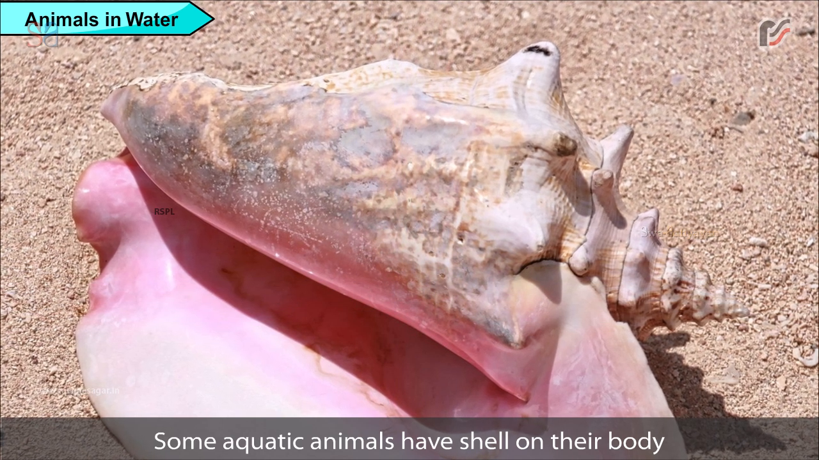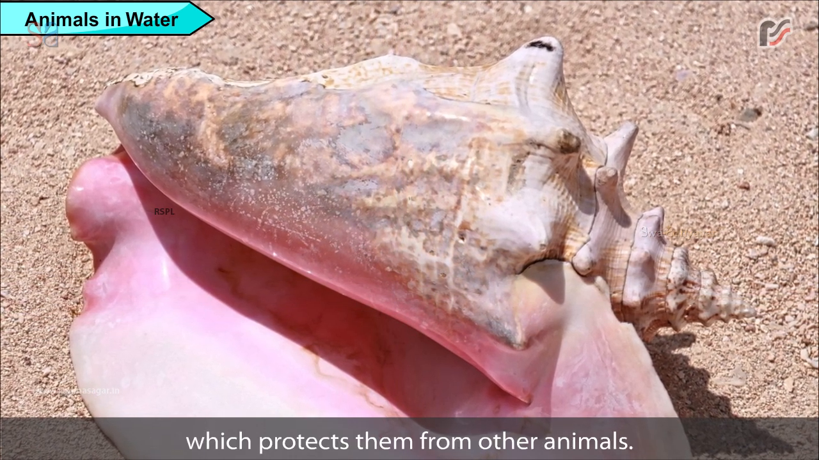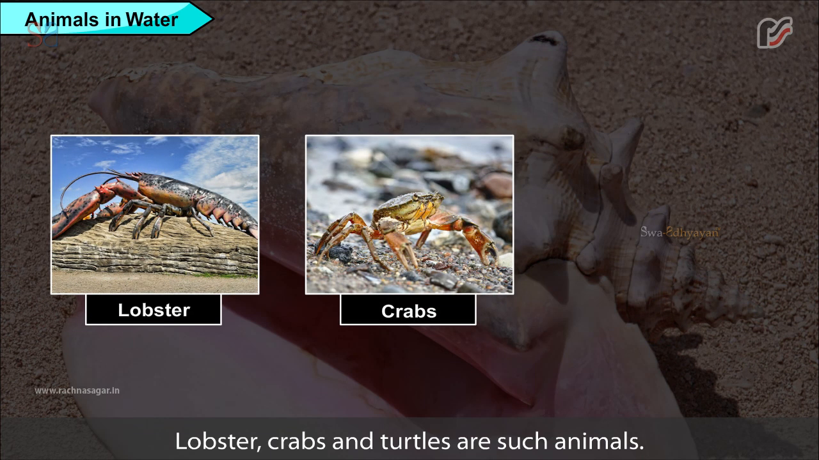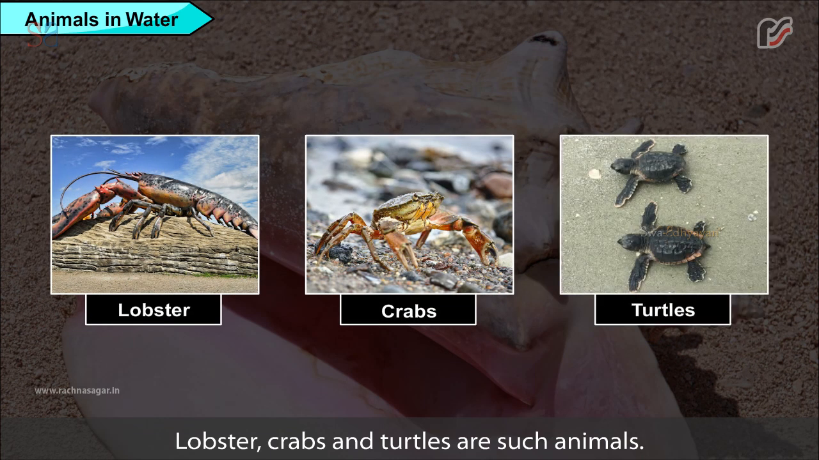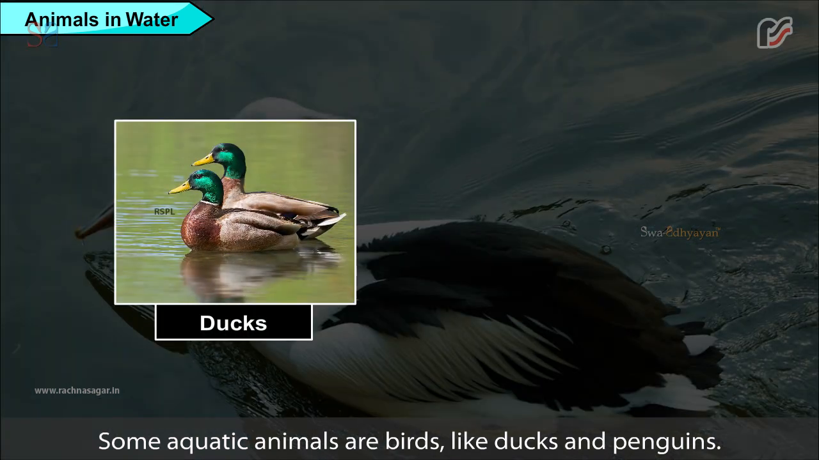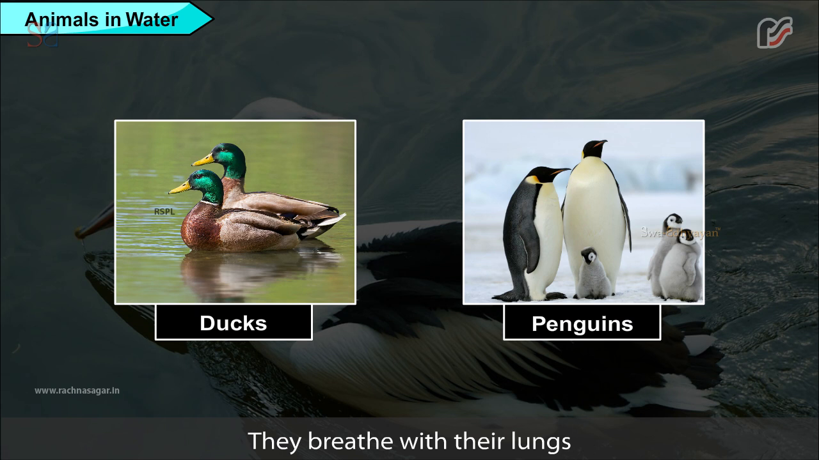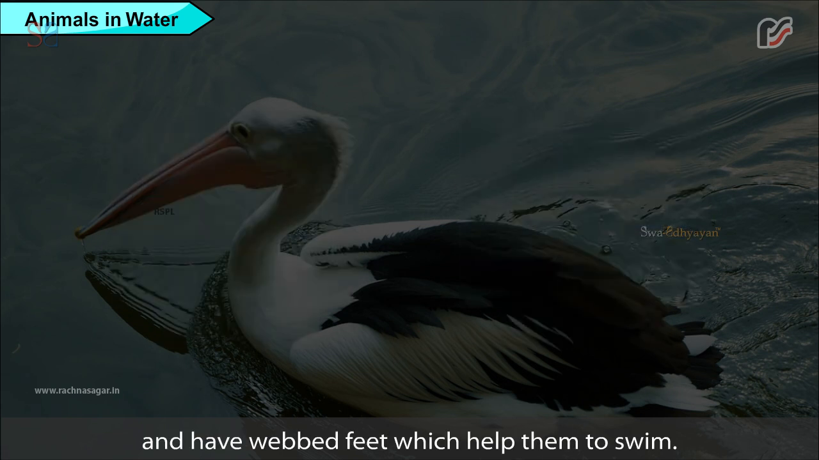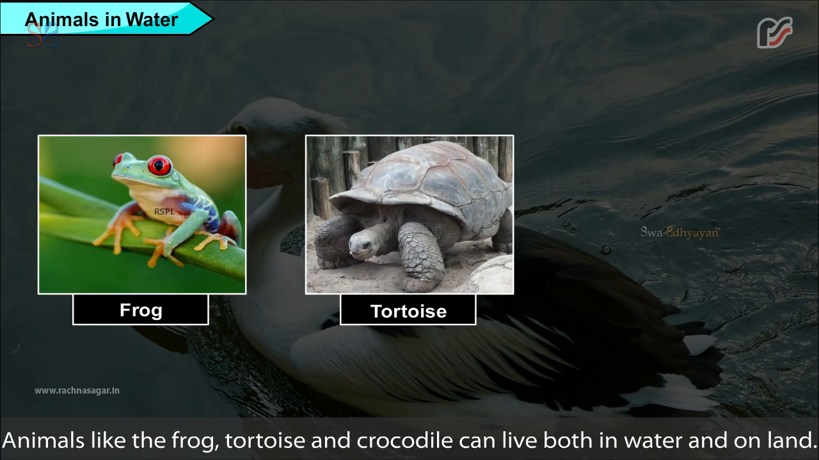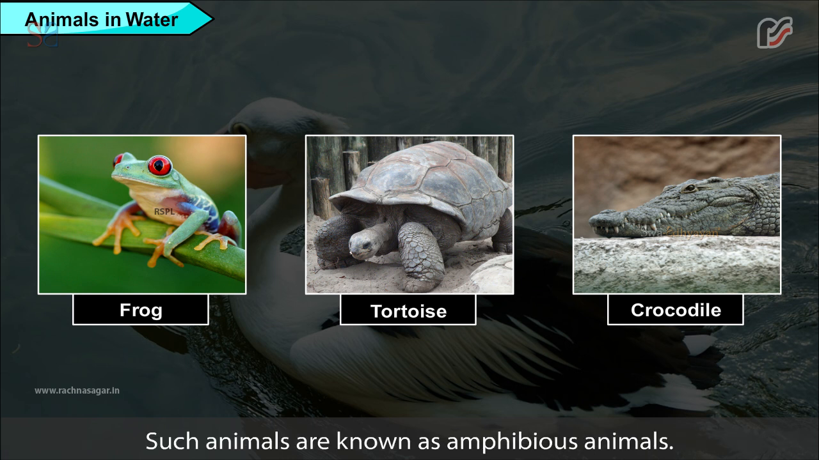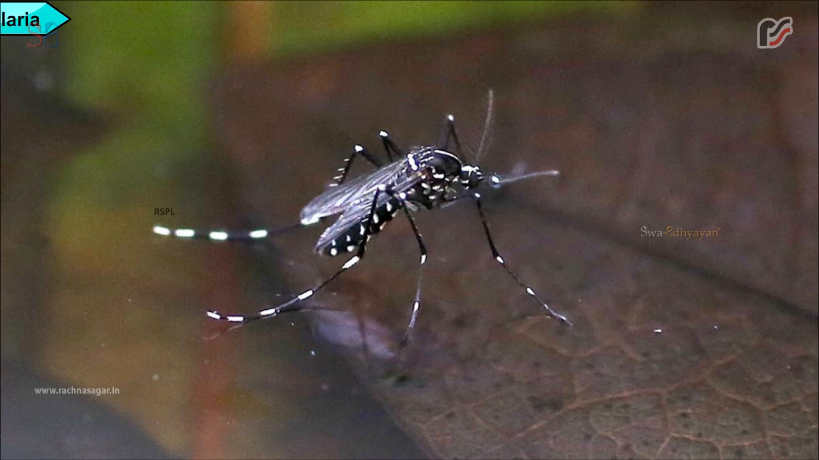Some aquatic animals have shell on their body which protects them from other animals. Lobster, crabs, and turtles are such animals. Some aquatic animals are birds like ducks and penguins. They breathe with their lungs and have webbed feet which help them to swim. Animals like the frog, tortoise, and crocodile can live both in water and on land. Such animals are known as amphibious animals.